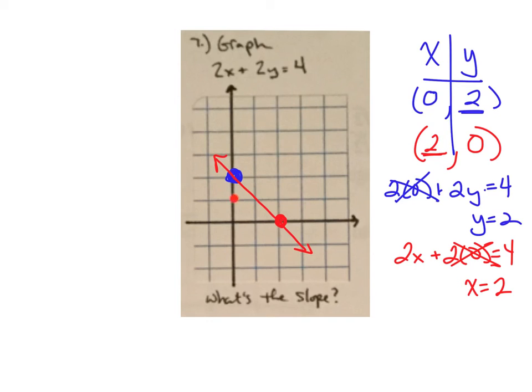Now when we rise, going from the blue point to the red point, we're going to go down 2 units. So that's a rise of -2. Then we're going to run positive 2 units. Then simplify our fraction, and we'll see that our slope is going to be -1.